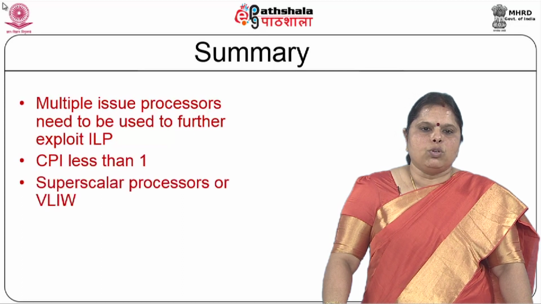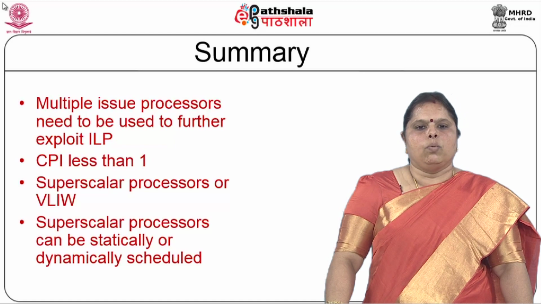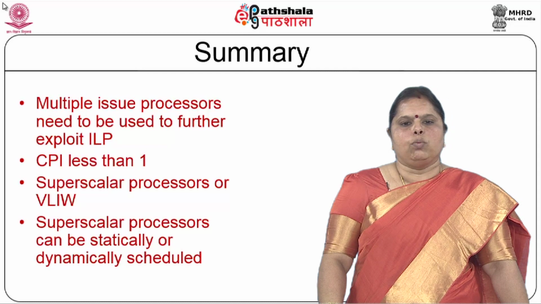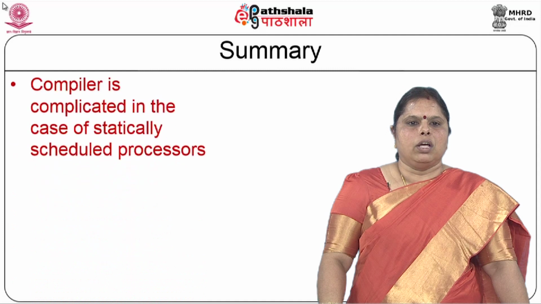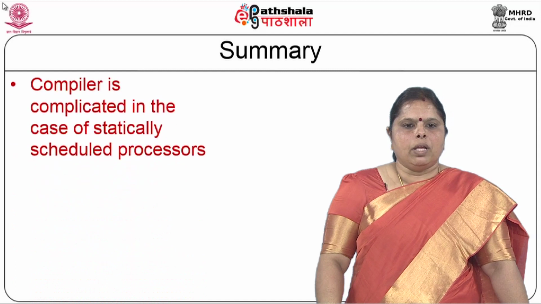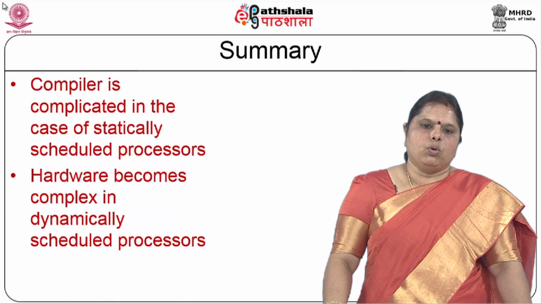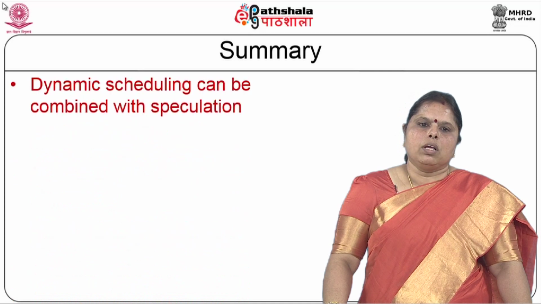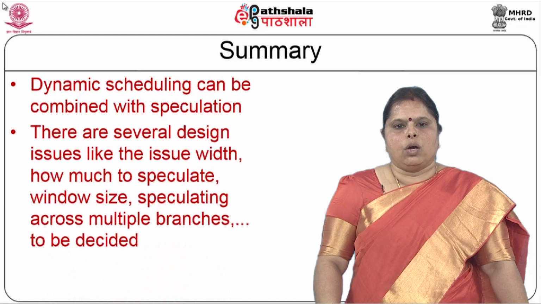Multiple issue processors can either be superscalar processors or VLIWs. Superscalar processors can be statically scheduled, where you look at in-order execution, or they can be dynamically scheduled with and without support for speculation, where they are allowed to do out-of-order execution. The compiler is complicated in the case of statically scheduled processors, whereas the hardware becomes more complex in the case of dynamically scheduled processors. Dynamic scheduling can obviously be combined with speculation also, with support for ROB and all that.